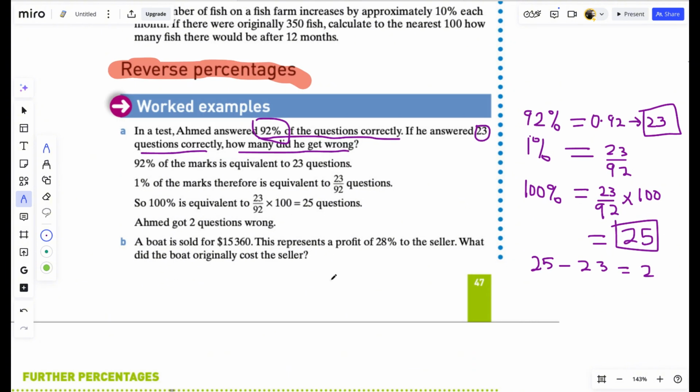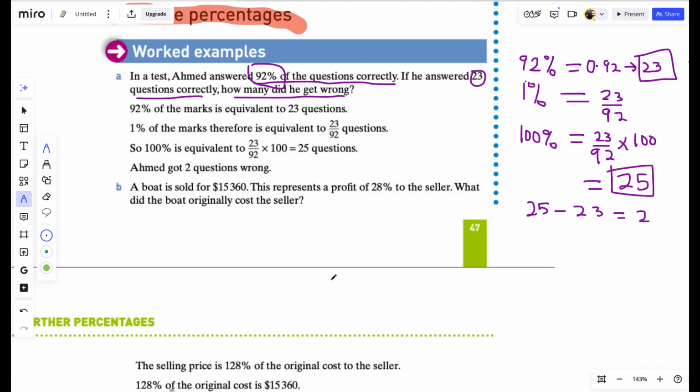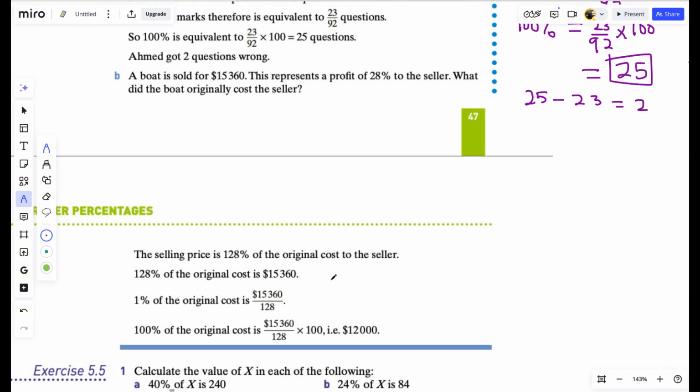And let's take a look at another question of reverse percentage. Another question that involves reverse percentage. A boat is sold for $50,360. This represents a profit of 28% to the seller. So the seller got 28% from this deal. If he has sold the boat for $50,360, it represents a profit for the seller of 28%. What did the boat originally cost? What is the original price?